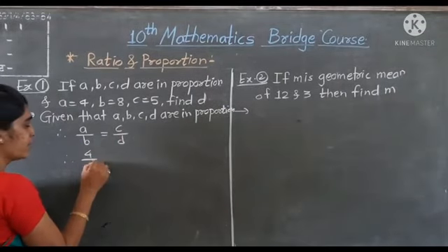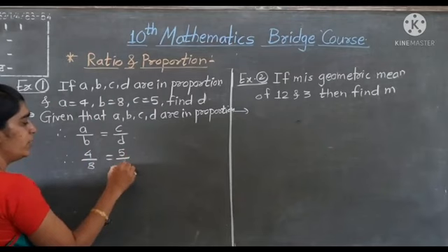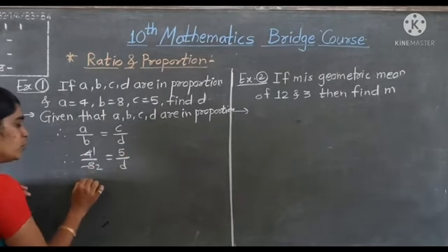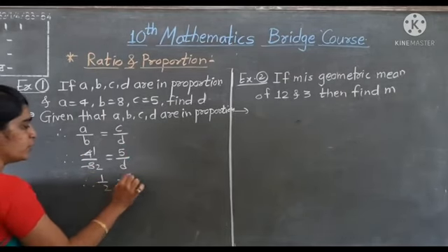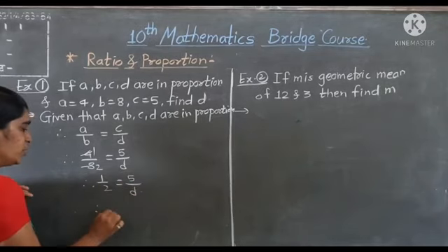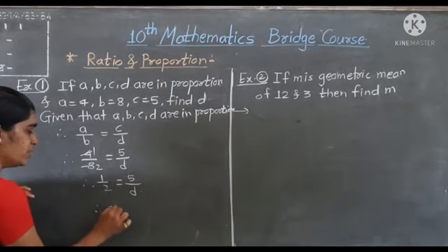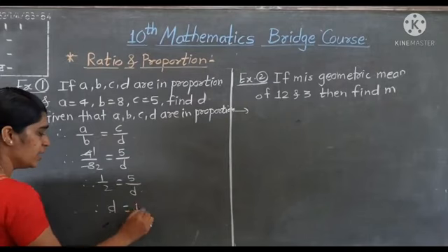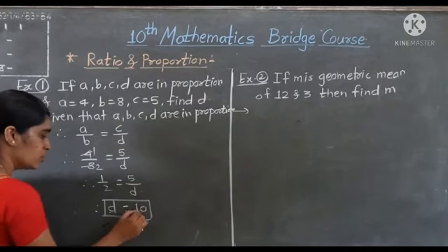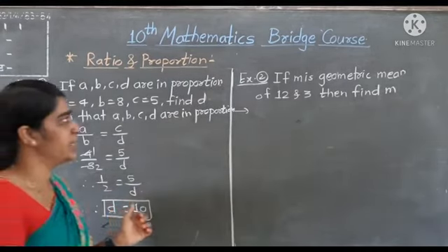4 upon 8 is equal to 5 upon D. 4 ones are 4, 4 twos are 8. 1 upon 2 is equal to 5 upon D. You cross multiply. D into 1 is D is equal to 5 twos are 10. So you get the value of D as 10.